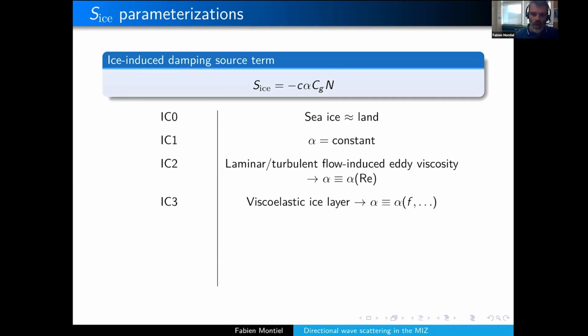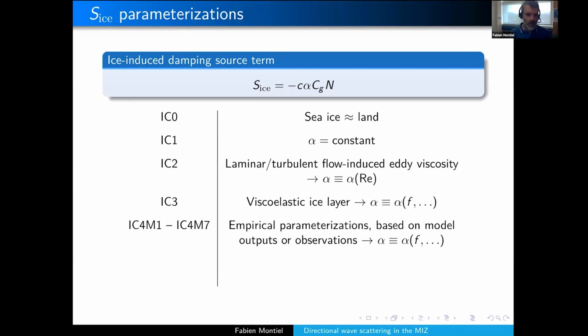IC3 came out as something that was supposed to represent what the ice actually looks like, and so it's based on a model of a viscoelastic ice layer floating at the top of the water, which depends on a range of rheological parameters such as viscosity, elastic modulus, and so on, and thickness as well. But let's say you fix all these parameters, what you end up with at the end is alpha, which is a function of frequency, and that's the first parameterization which recognizes the importance of this frequency dependence of the attenuation coefficients, which has been observed in many different analyses.